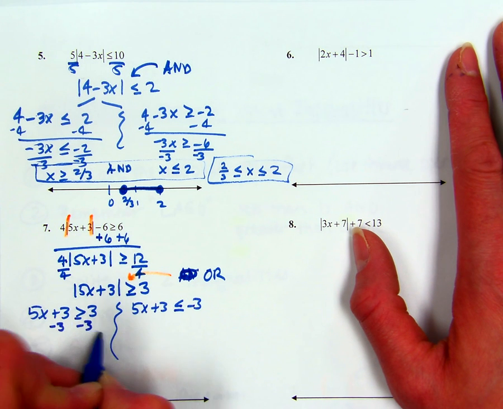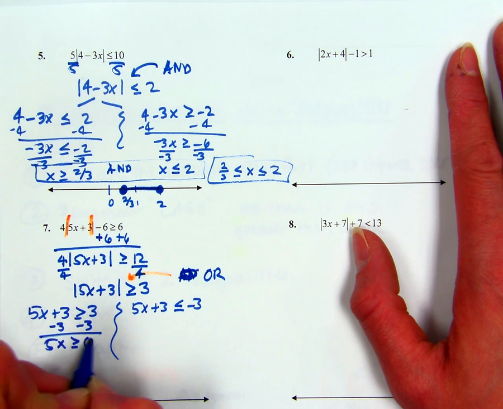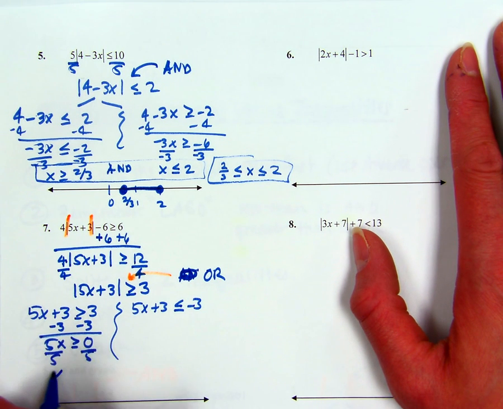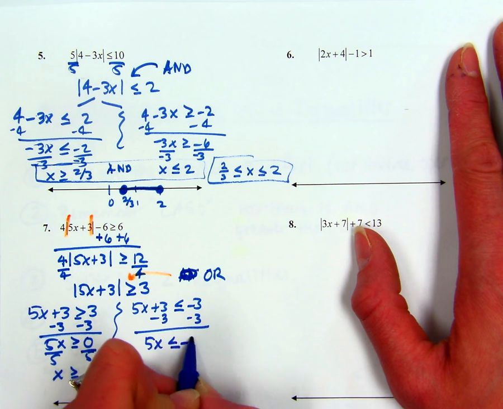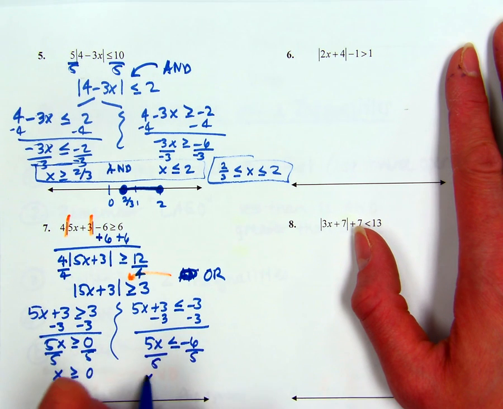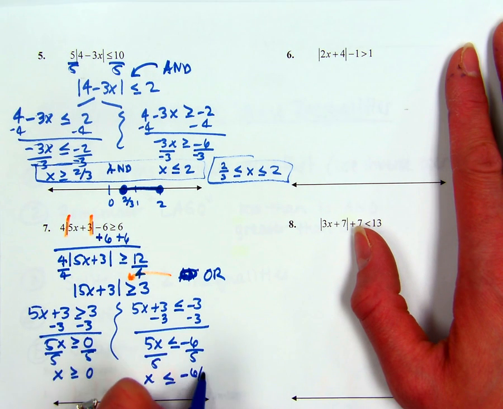All right, so we're going to subtract 3. We get 5x is greater than or equal to 0. When I divide by 5, I still get 0. And then over here, I'm going to subtract 3. 5x is less than or equal to negative 6. And I divide by 5, x is less than or equal to negative 6/5.